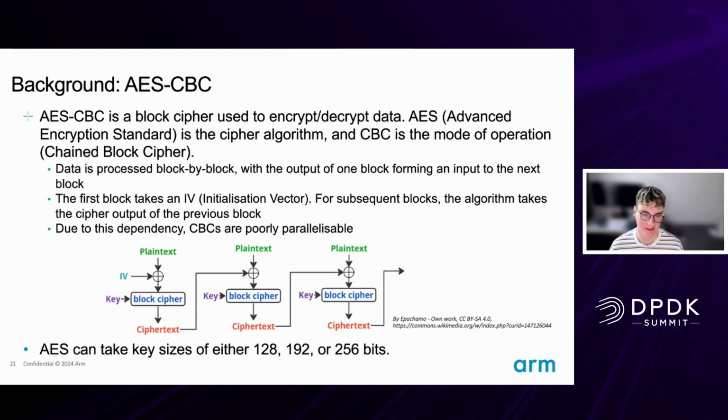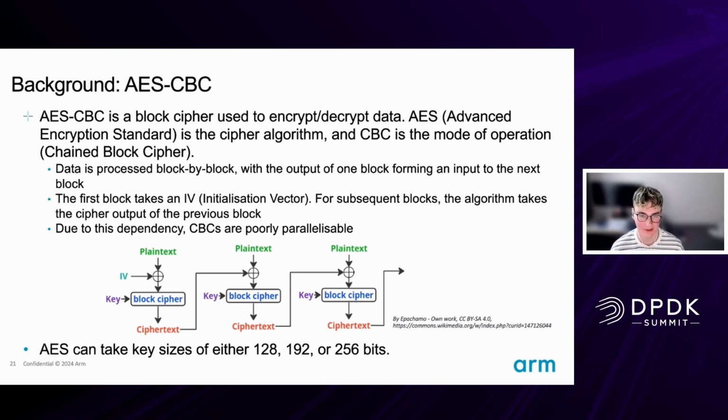Here's a little background on AES-CBC for those who aren't familiar. AES is a very popular cipher algorithm, and CBC is a mode of operation. It stands for chained block cipher. Data is processed block by block, and the output of one block forms part of the input to the next block. The first block takes an IV, the initialization vector, because if each block takes part of the output of the previous block, what does the first block take? That's the IV. There are some constraints on how you have to generate this, but it's not particularly relevant.